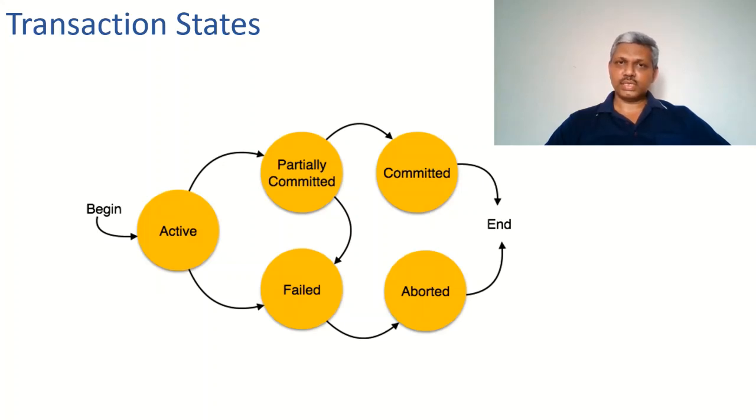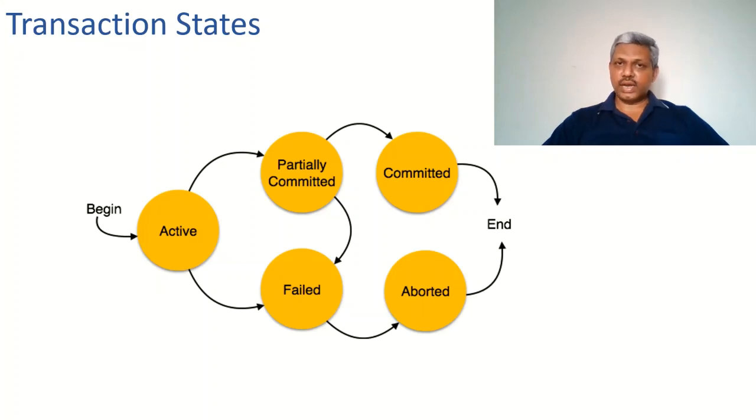Now, once it reaches a committed stage, then it may end. That means it has transferred all the contents onto the permanent memory, and there is a confirmation from the permanent memory to the buffer manager that the writing is complete. Still, there may be a possibility of failure in this case also. Even in that case, it goes to the aborted stage or a failed stage, of course. That is not depicted here. It may go to the end stage.